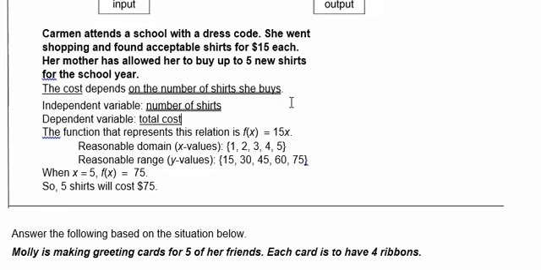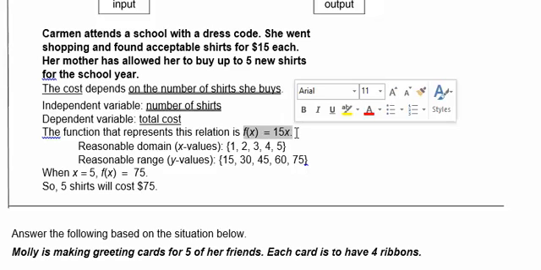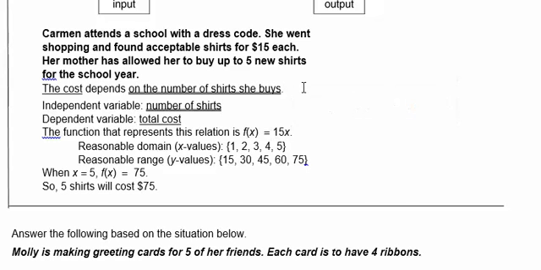So we could let the number of shirts change. We could say 5 or 4 or 3 or 2 or whatever, and the cost will change depending on what that number is. So an equation that represents this is right here. We've got f of x equals 15 times x, because x is the number of shirts she buys. I'm going to put an x there. I put it in the wrong spot here.